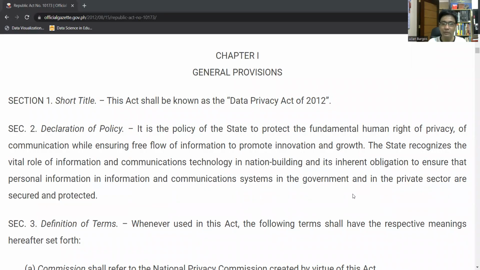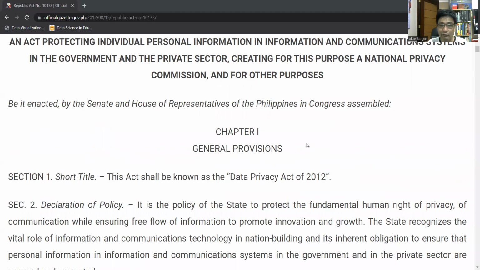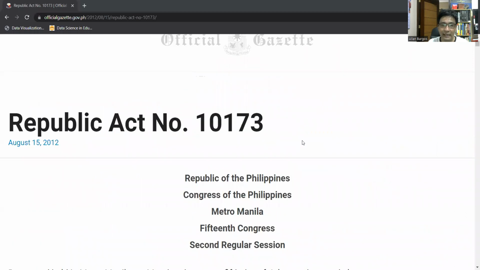All right, so this time around, we will be discussing Republic Act 10173 or the Data Privacy Act. We already discussed 10175, which is the cybercrime law of the Philippines. This time around, we will be discussing the Data Privacy Act of 2012. So let's start.